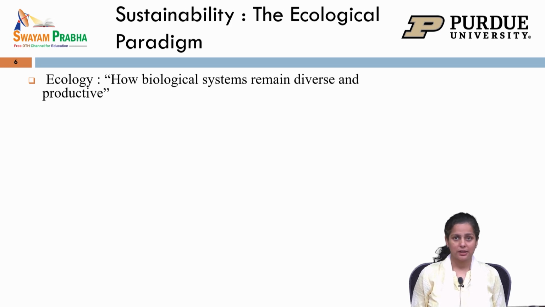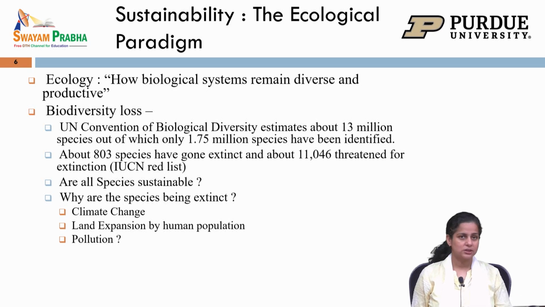However, we have been thinking about some of the issues that ecological systems are facing, such as biodiversity loss. The UN Convention on Biological Diversity estimated about 13 million species, out of which only 1.75 million species have been identified. About 1,000 species have gone extinct, and about 10,000 are on the IUCN Red List. So the question comes, are all species sustainable, and why are these species going extinct?